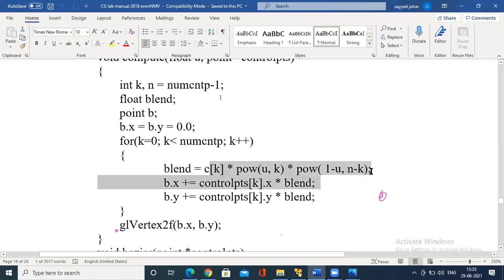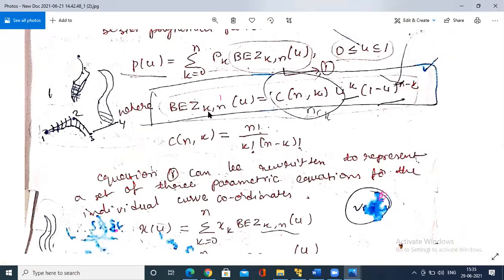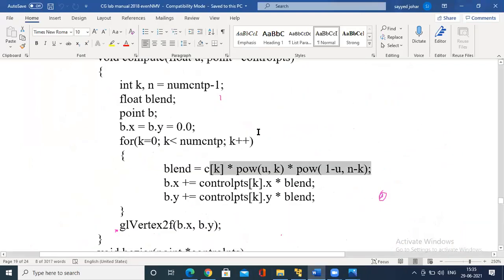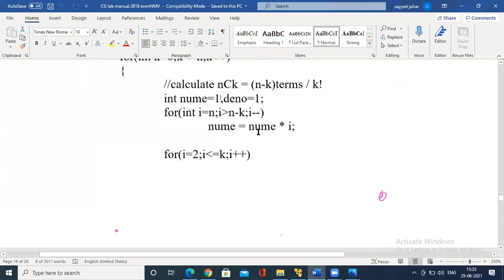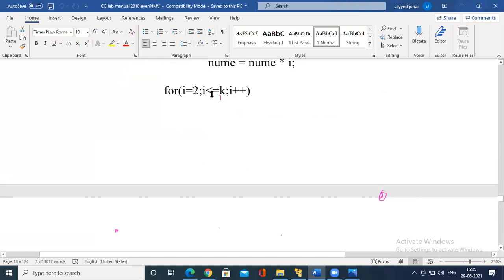This equation has been clearly written using this Bezier formula, where C of n k is a binomial, n factorial by k factorial, n minus k factorial. That is reduced into a short form by binomial calculating nCk. That is the numerator you calculated. This for loop is easy to understand. This for loop is for k factorial.